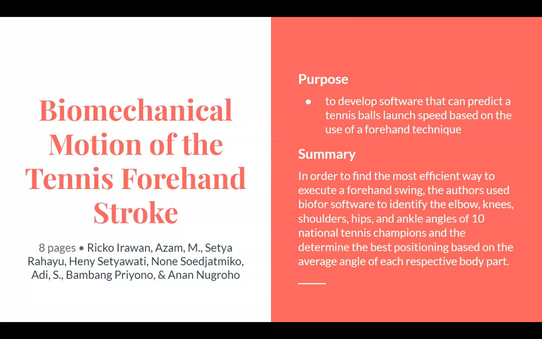Okay, so the purpose of this article and the research they were doing was to develop a software that can predict tennis balls' launch speed based on the use of a forehand technique. And the way that they did this was they got 10 volunteers or participants from America, and then 10 from the UK, 5 women from the UK and America, and then 5 men from each respective nation. And they had them do their forehand swing using an automated ball launcher on a tennis court.